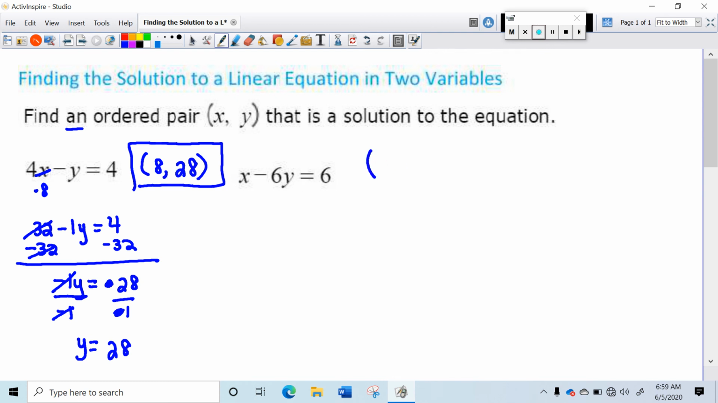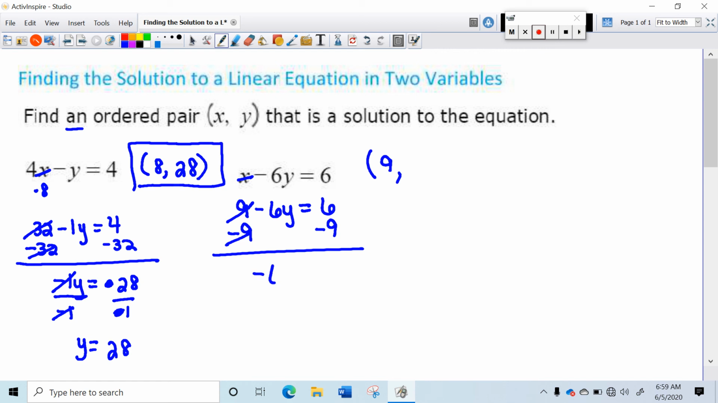Okay, so for the next one, I'm going to choose x to be a 9. So instead of an x, I put a 9. Everything else gets copied down like it is. So I want the y by itself, so I have to get rid of a positive 9 first. The opposite of positive 9 is negative 9, so I'm going to subtract 9 from both sides.